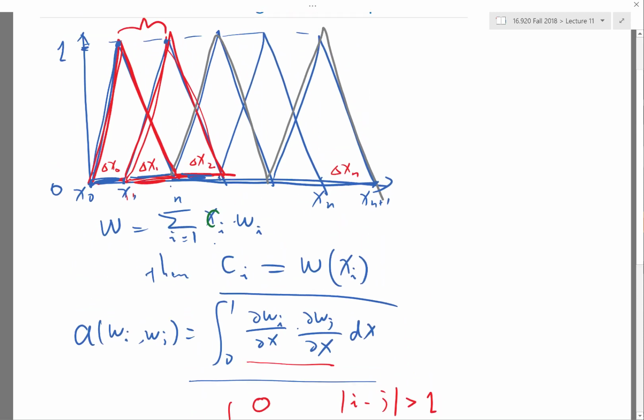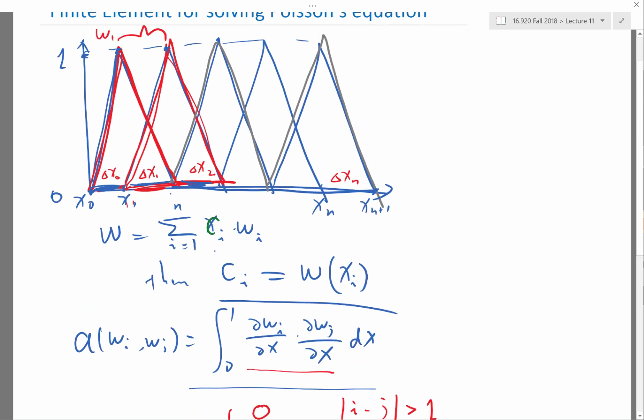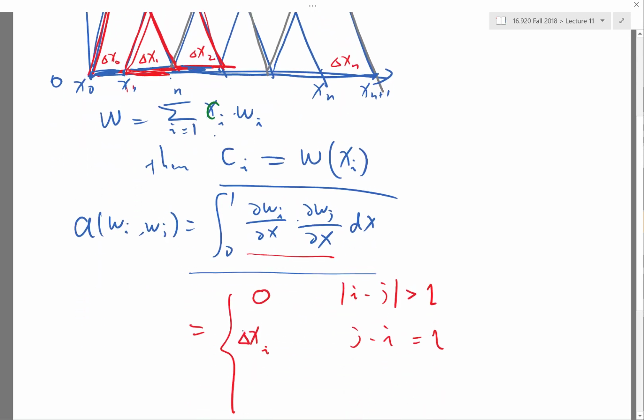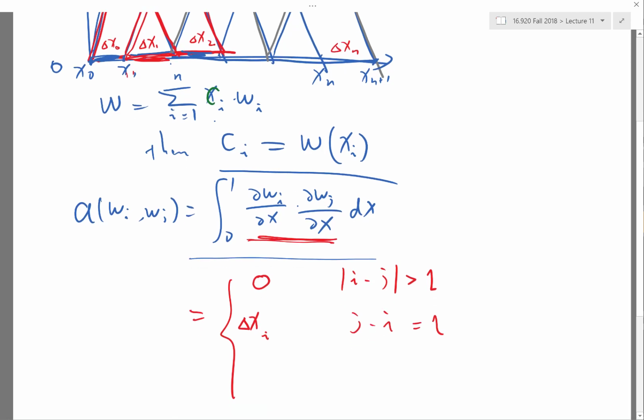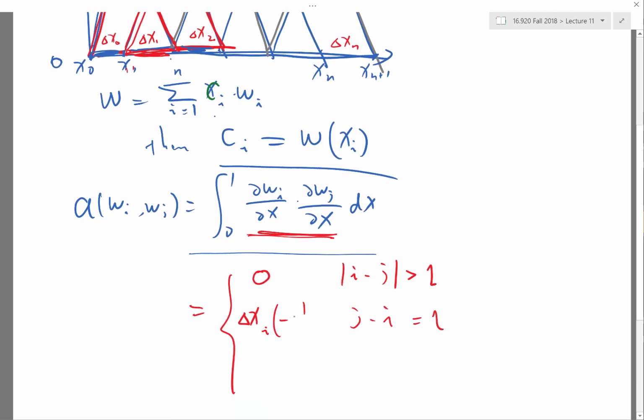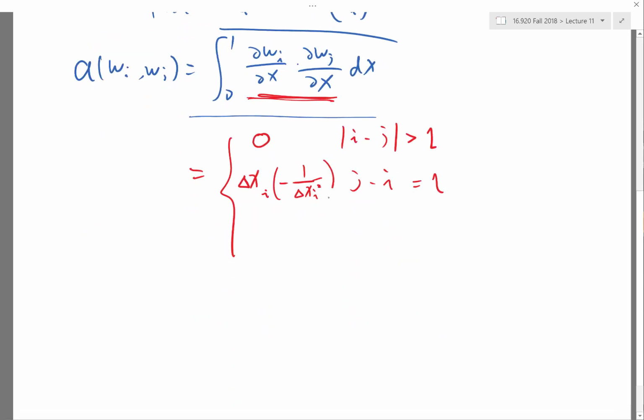If I'm looking at this function as w1 and this function as w2, then I'm going to be looking at the overlapping region of delta x1. So the domain length of the integral over which it is non-zero is delta xi, and the value of the function over which it is non-zero is minus 1 over delta xi squared, because one of them is 1 over delta xi, the other is minus 1 over delta xi. So this is it.